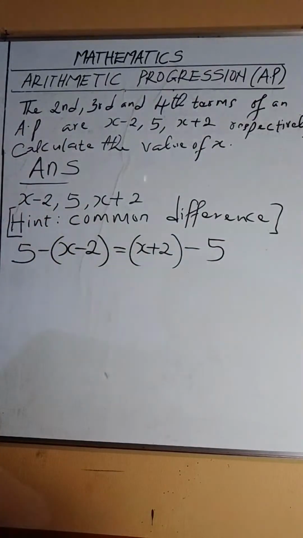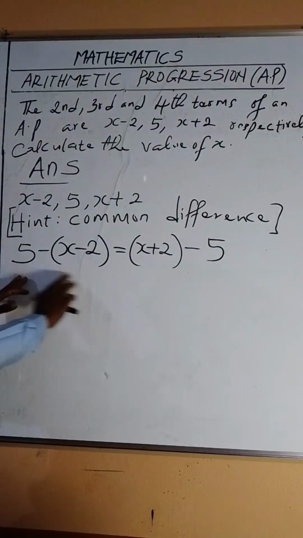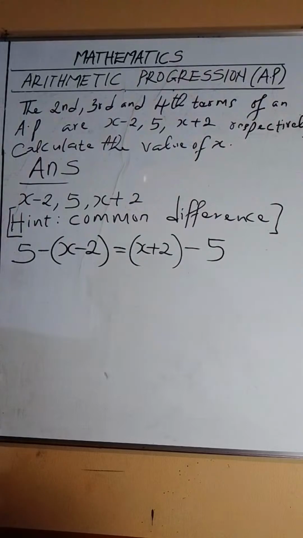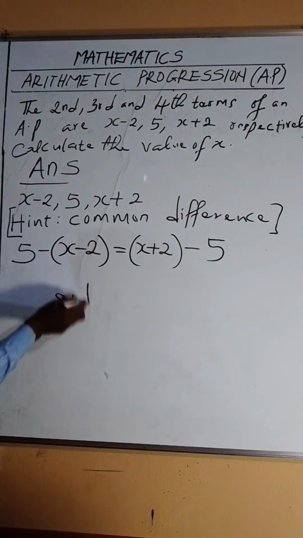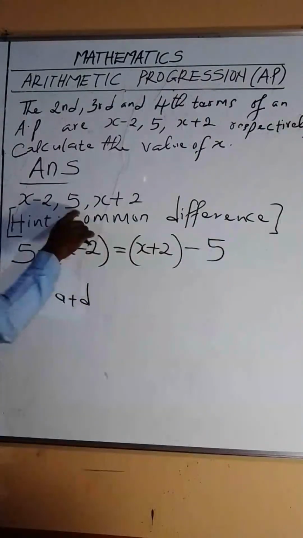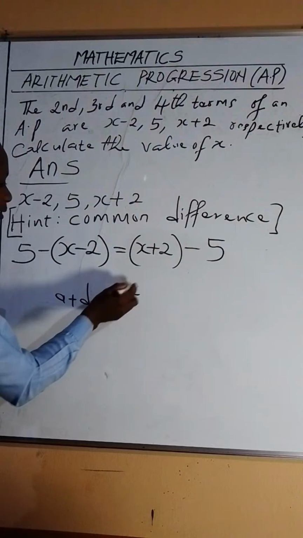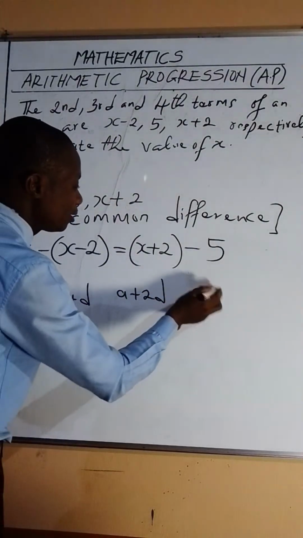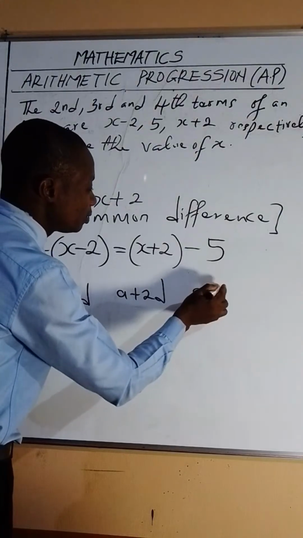You can see what we have here, right? Yes, this is exactly the principle. What it means is that the common difference, this is the second term. Don't forget, second term is a plus d. Third term is a plus 2d. And fourth term is a plus 3d.